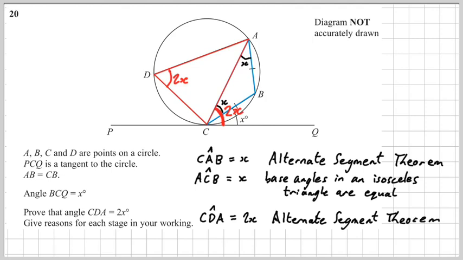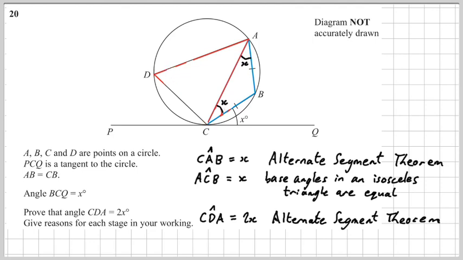Alternate segment theorem is the only theorem for which you're allowed to write the name of the theorem as the reason. With all of the other theorems, you have to write things like angle in a semicircle is 90 degrees, or opposite angles in a cyclic quadrilateral add up to 180 degrees. You can't just say cyclic quadrilateral, for example. With this one, you can just say alternate segment theorem. The reason why they accept that is because the text for it is just really long and po-faced.